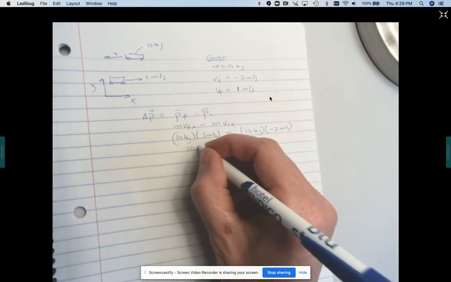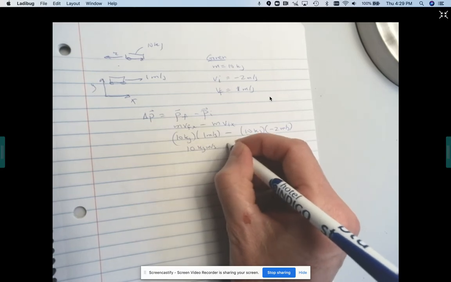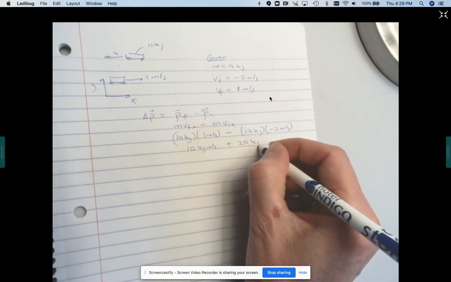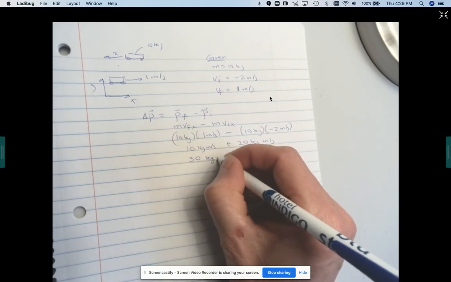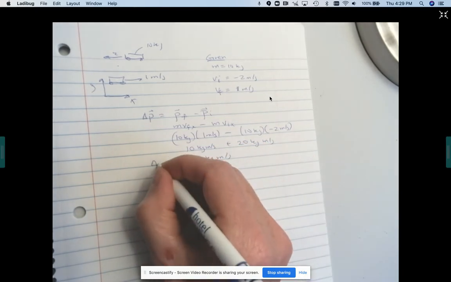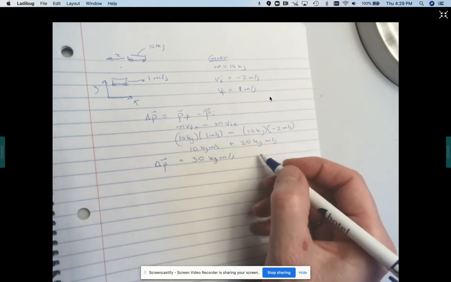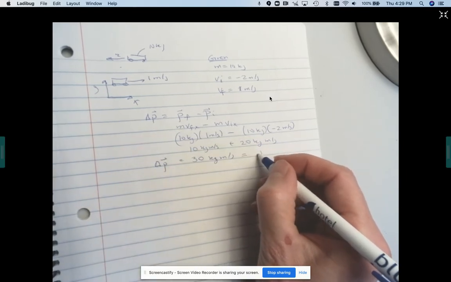Okay, so we get 10 kilogram meter per second plus 20 kilogram meter per second gives us 30 kilogram meter per second. That's our change in momentum. And that is also equal to the impulse, J.